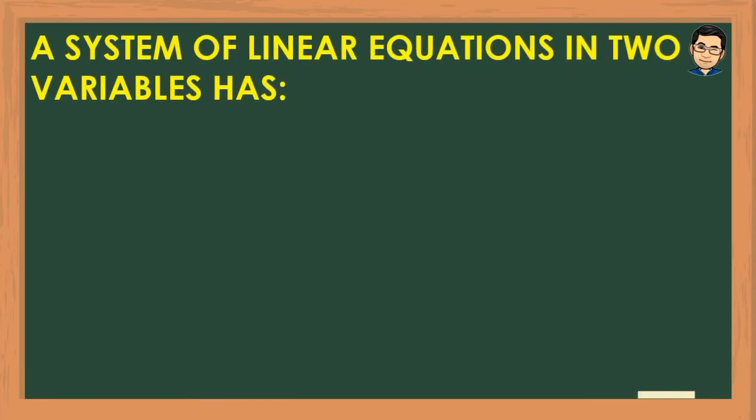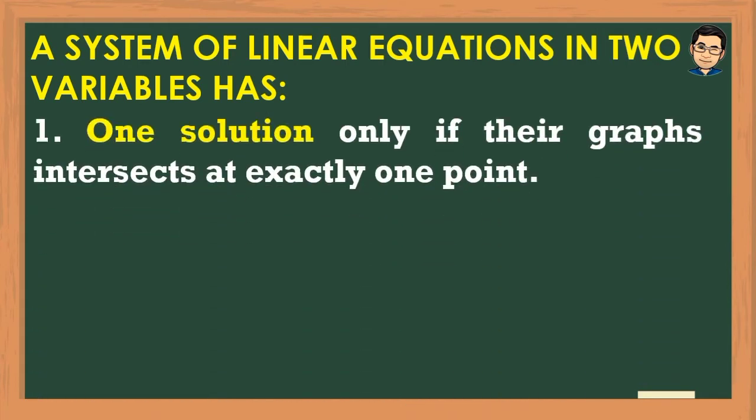So, a system of linear equations in two variables has one solution only if their graphs intersect at exactly one point. So, may mga systems of linear equations tayo na kapag ginraph natin, nag-i-intersect lang sila at exactly one point. Okay. So, one solution lang po ang meron sa kanila. It's because nag-intersect lang sila isang beses.